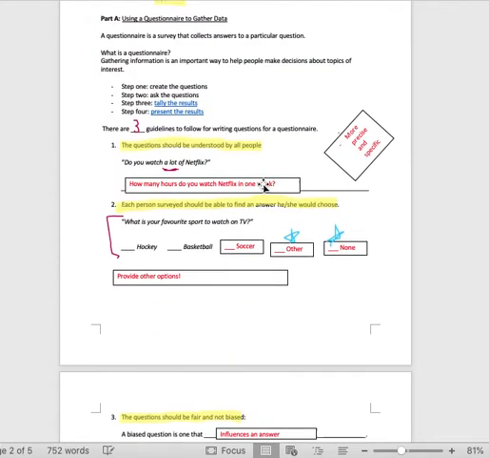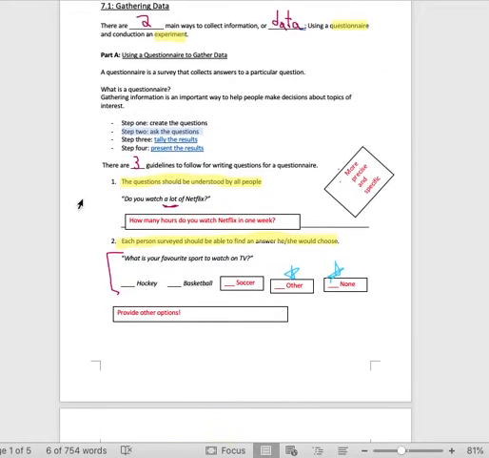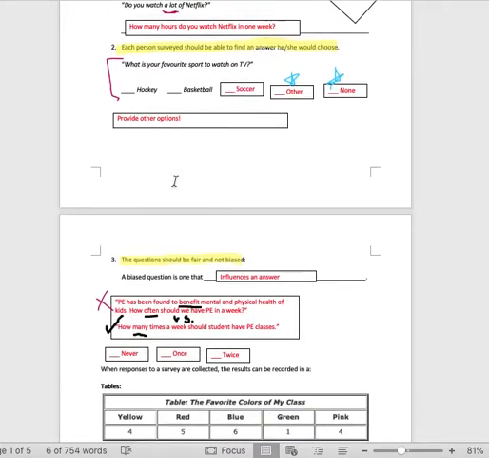Once you collect your data, let's go to this top. Right? Once you create your question, we talked about it, then you're going to ask your question. What that means is you go around to as many people as you can that you're trying to create a survey for, right? And you're going to ask them this question. Then you're going to tally the results. If you're not sure what tally means or you need help, you can click on this hyperlink. All right? After you tally them up, you're going to present the results.